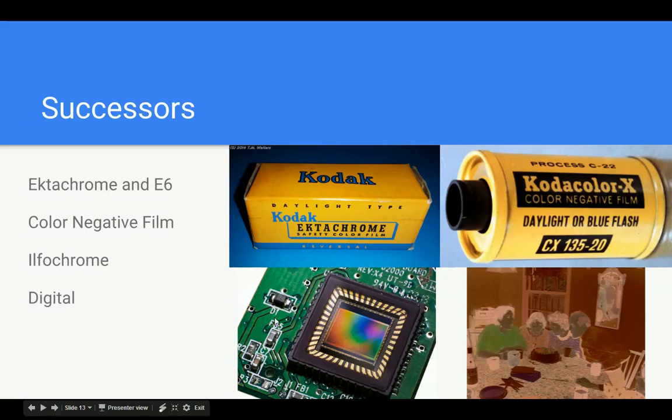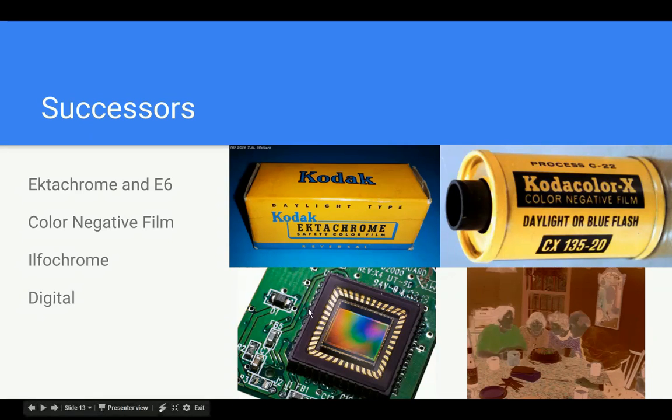Another thing that came about was Ilfochrome. This was made by the company Ilford. Essentially, it's a color printing process where, when light strikes the paper, it destroys dyes rather than creating them. And then in development, a color image is revealed. And then also, obviously, digital photography.